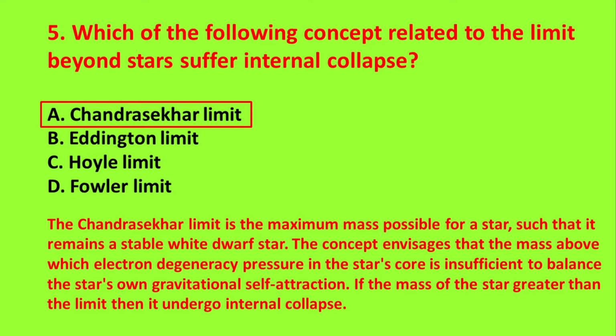The concept envisages the mass above which electron degeneracy pressure in the star's core is insufficient to balance the star's own gravitational self-attraction. If the mass of the star is greater than the limit, then it undergoes internal collapse.